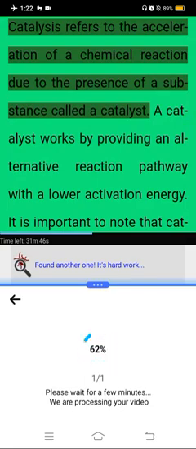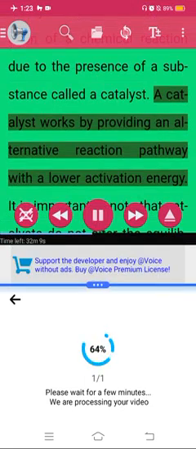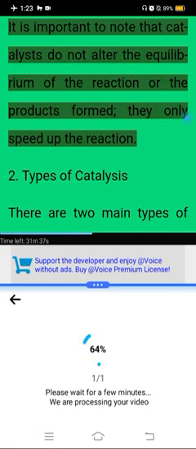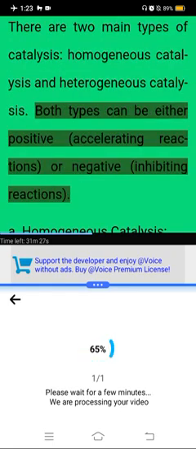Catalysis refers to the acceleration of a chemical reaction due to the presence of a substance called a catalyst. A catalyst works by providing an alternative reaction pathway with a lower activation energy. It is important to note that catalysts do not alter the equilibrium of the reaction or the products formed, they only speed up the reaction. 2. Types of catalysis. There are two main types of catalysis, homogeneous catalysis and heterogeneous catalysis. Both types can be either positive, accelerating reactions, or negative, inhibiting reactions.